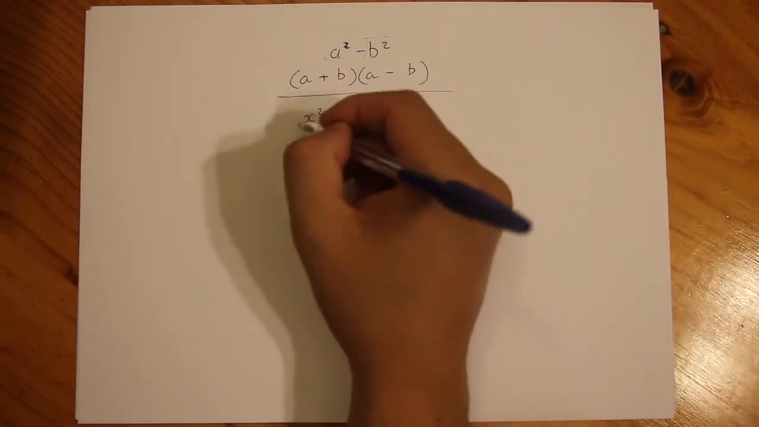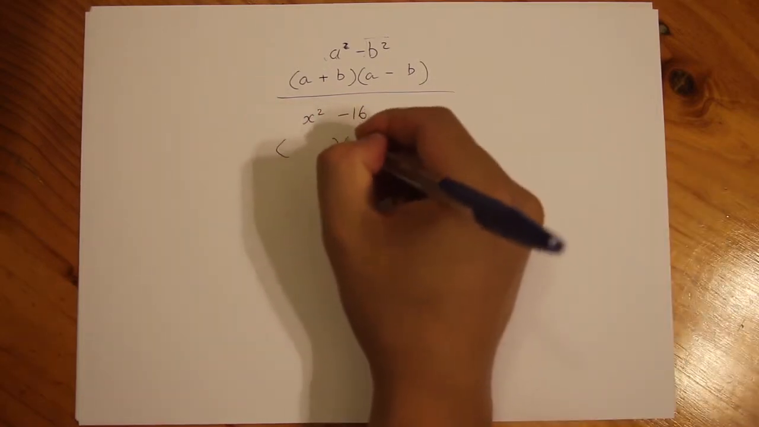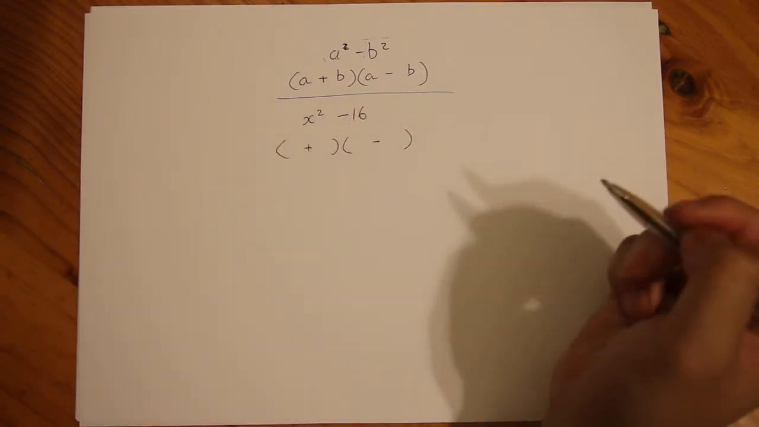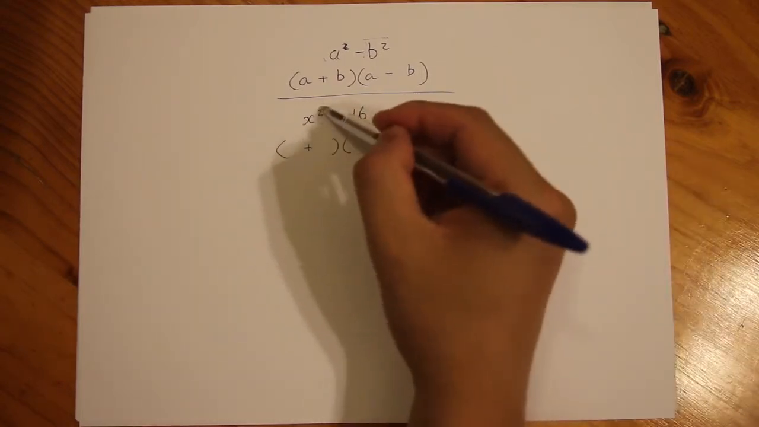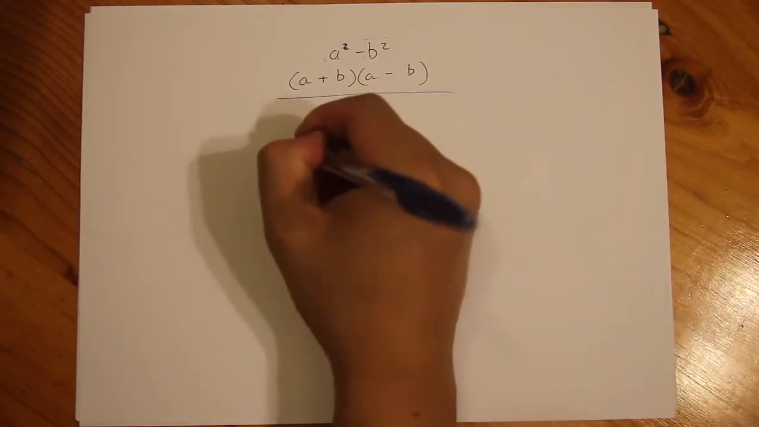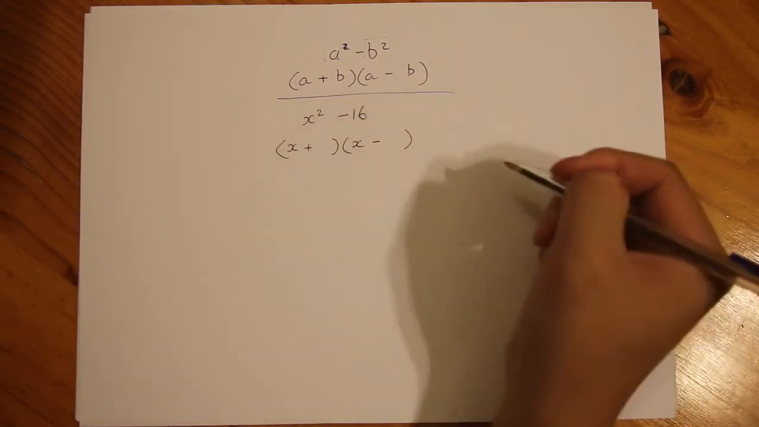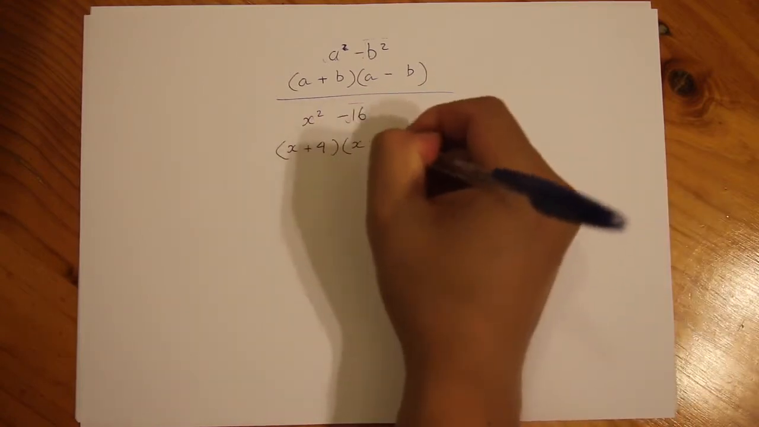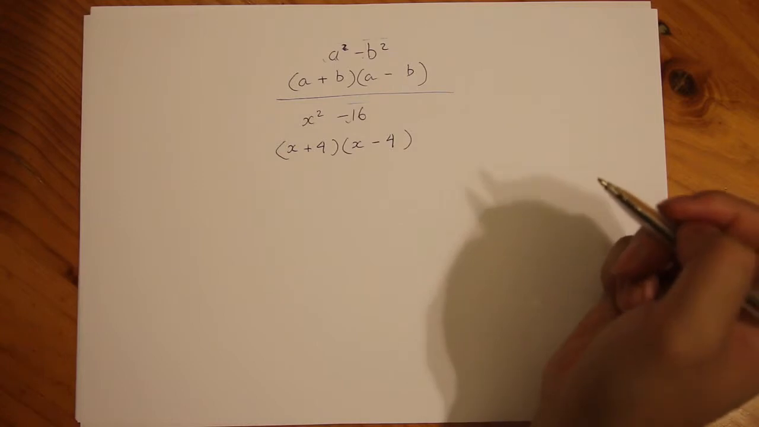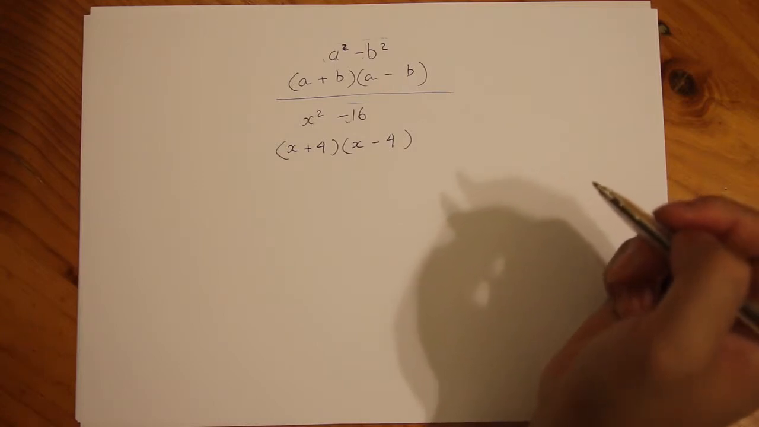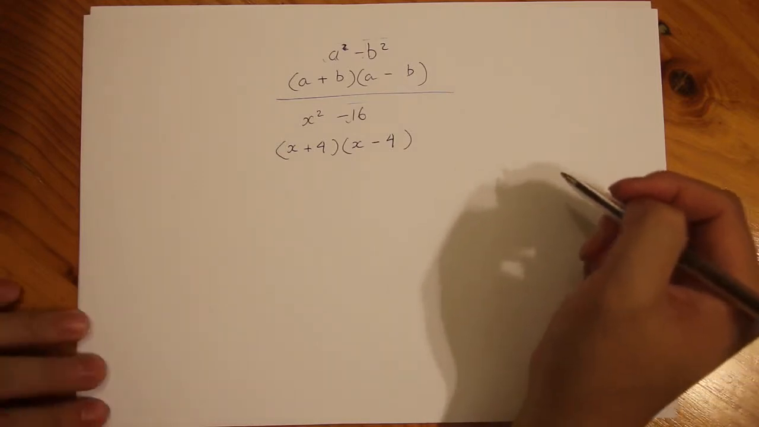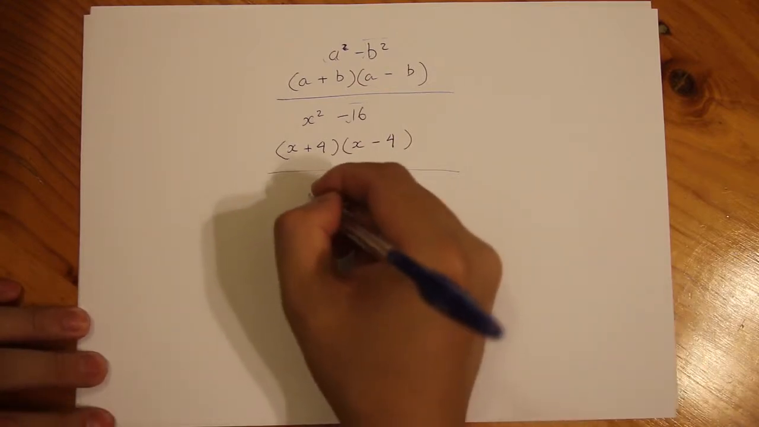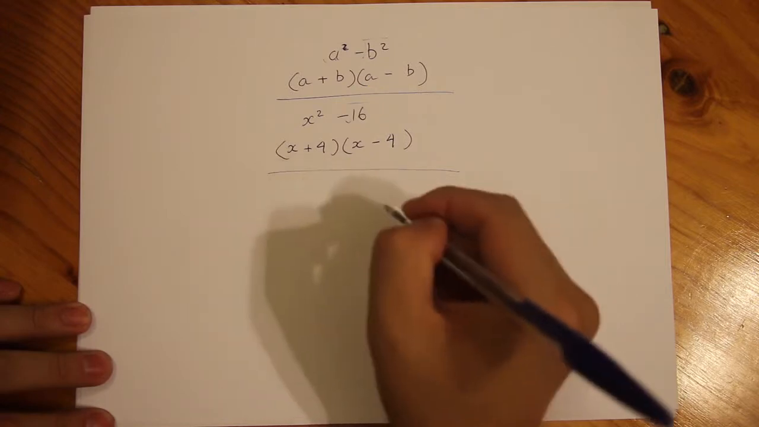So open your two brackets. One's going to be a positive, one's going to be a negative. What's the square root of x squared? It is simply x. What is the square root of 16? It is a 4. And it is as simple and easy and as quick as that. Okay? Let's do a couple more. Hopefully it will start to make some sense.